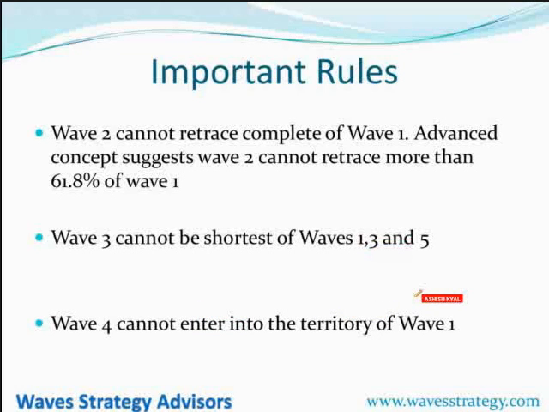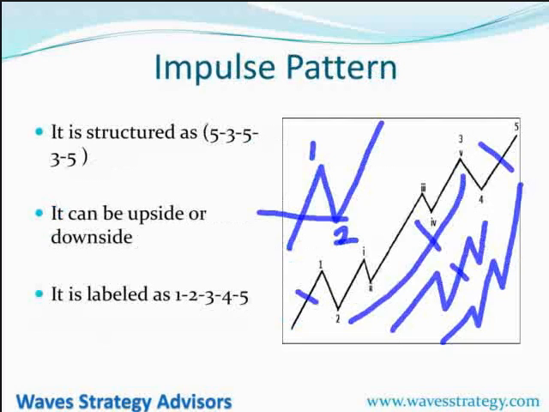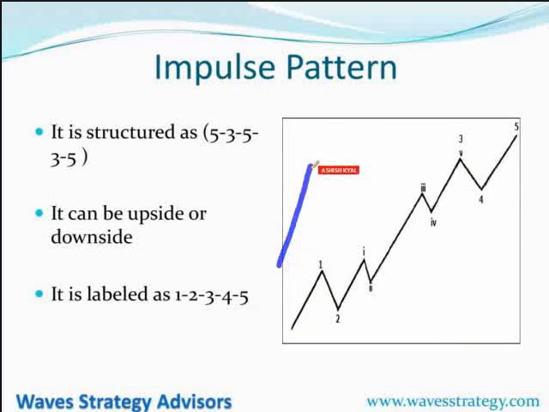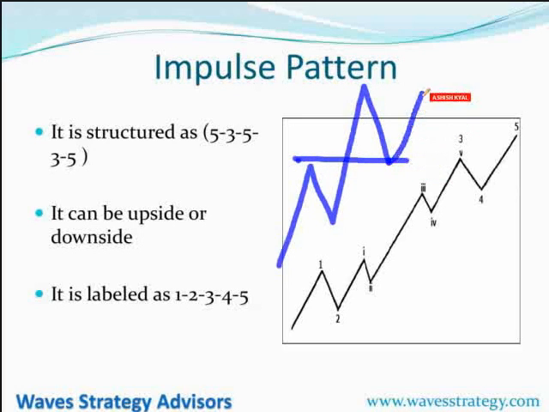Wave 4 cannot enter into the territory of wave 1. By that I mean, let me just clear up the screen. Wave 4 over here cannot come down and enter into the territory of wave 1. If that happens, then my count of 1, 2, 3, 4 and 5 is not valid, because wave 4 over here has entered into 1, so I cannot mark it 4, I cannot mark it 5, and I cannot mark it 3. That is the reason. So these are the 3 basic rules which have to be followed in case I have to mark anything as an impulse wave.